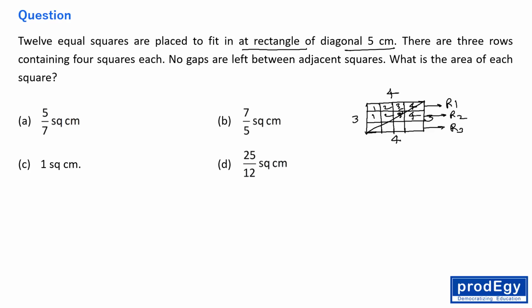No gaps left between adjacent squares. What is the area of each square? Area of each square is 1 centimeter square. The answer is 1 square centimeter.